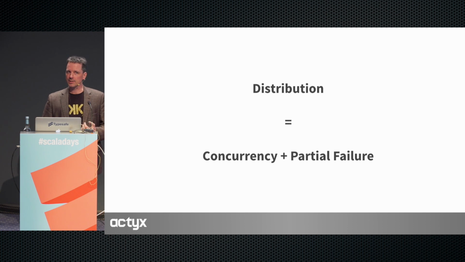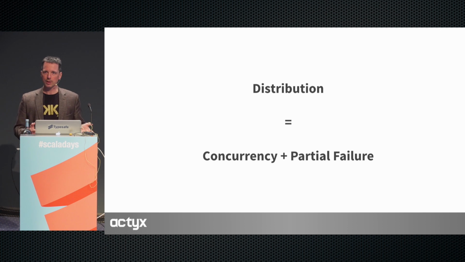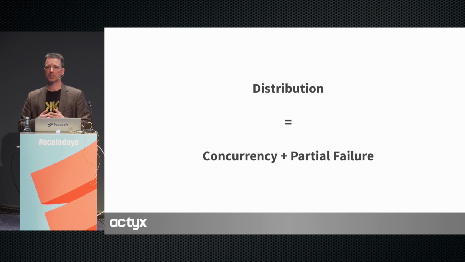We want to build resilient systems, so we want the system to be able to survive as a whole when a part fails. That's the whole deal of fault tolerance, of redundancy, and so on. So partial failure is very much needed.